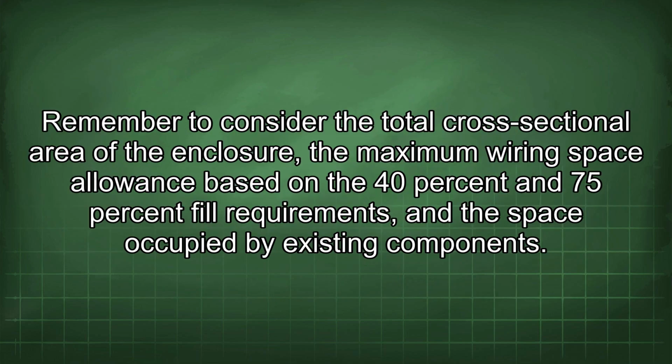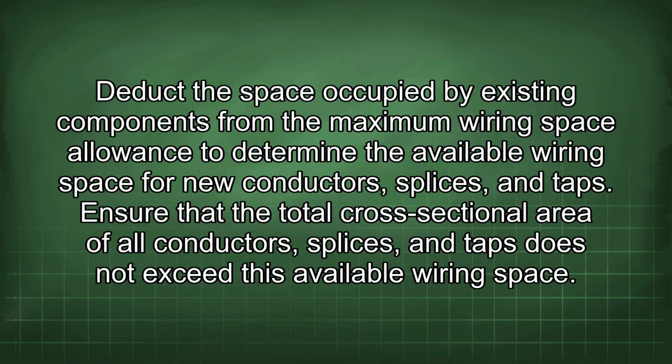Remember to consider the total cross-sectional area of the enclosure, the maximum wiring space allowance based on the 40% and 75% fill requirements, and the space occupied by existing components. Deduct the space occupied by existing components from the maximum wiring space allowance to determine the available wiring space for new conductors, splices, and taps. Ensure that the total cross-sectional area of all conductors, splices, and taps does not exceed this available wiring space.